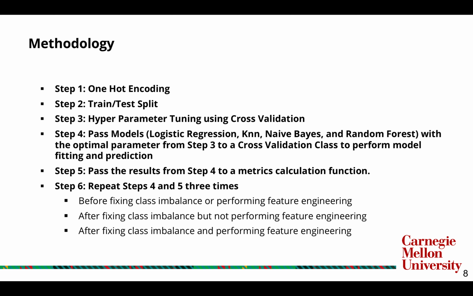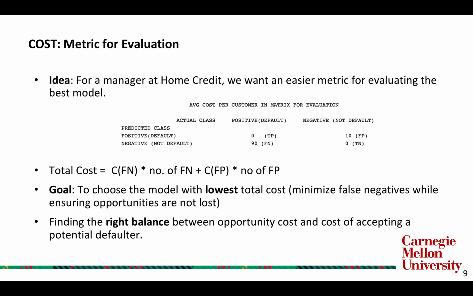One of the first things we are doing is not fixing any class imbalance or not adding features. Step 2 is after fixing class imbalance but not performing any sort of feature engineering. And finally, we are fixing the class imbalance and performing feature engineering where we are adding some domain features.